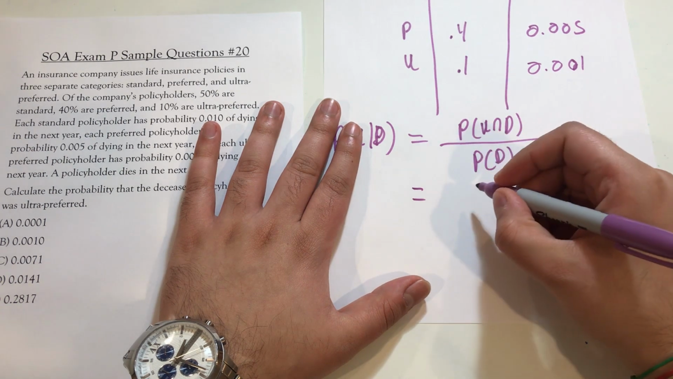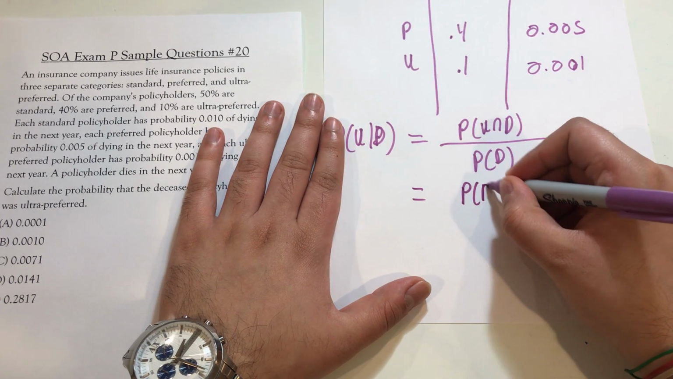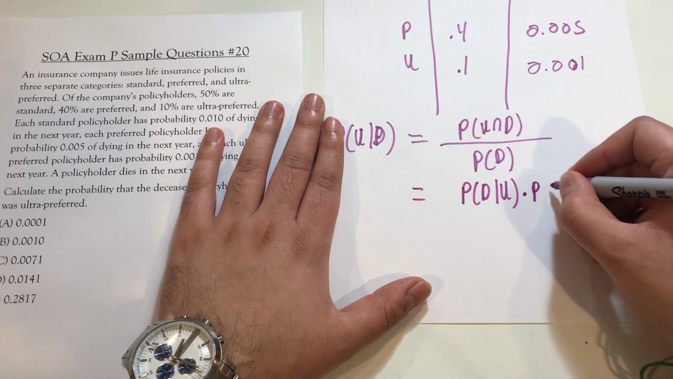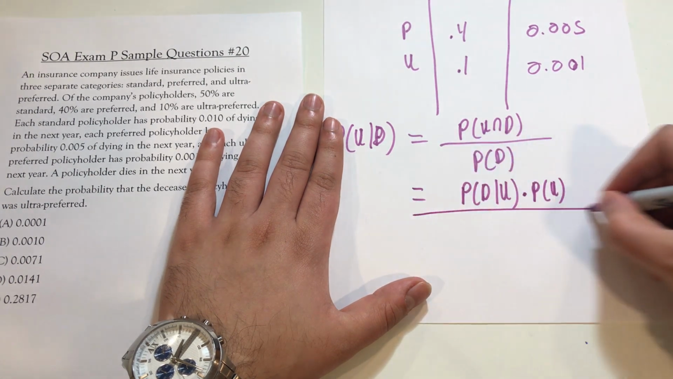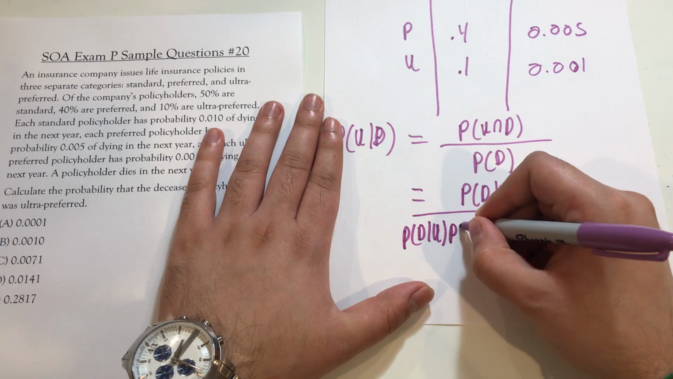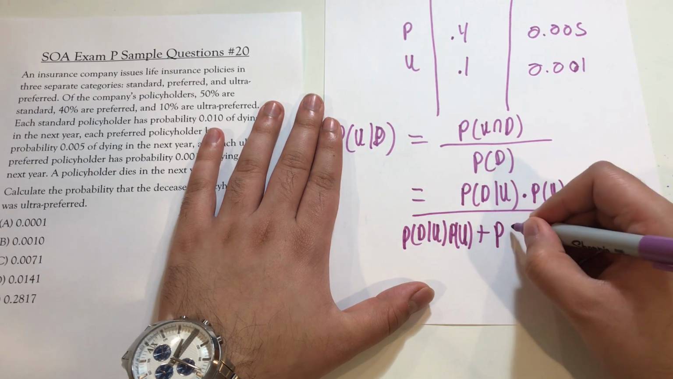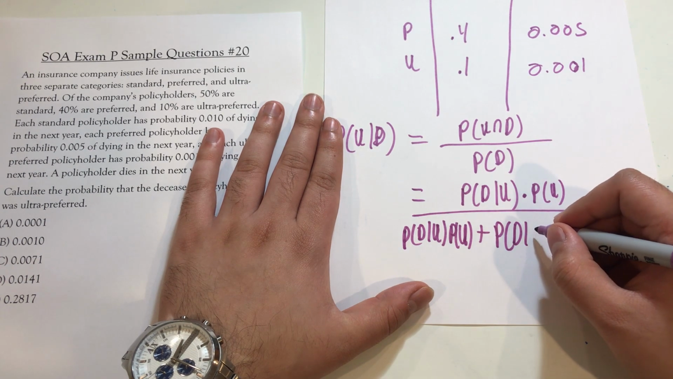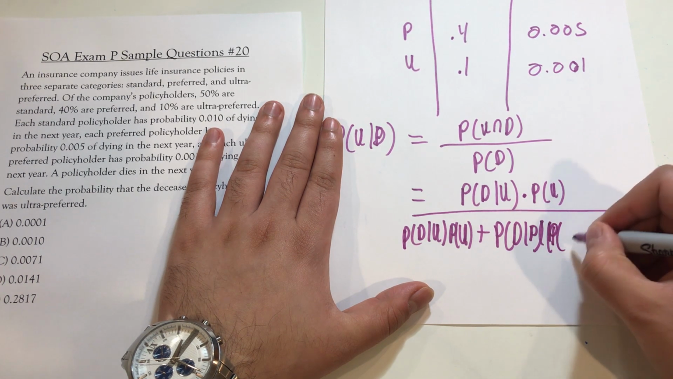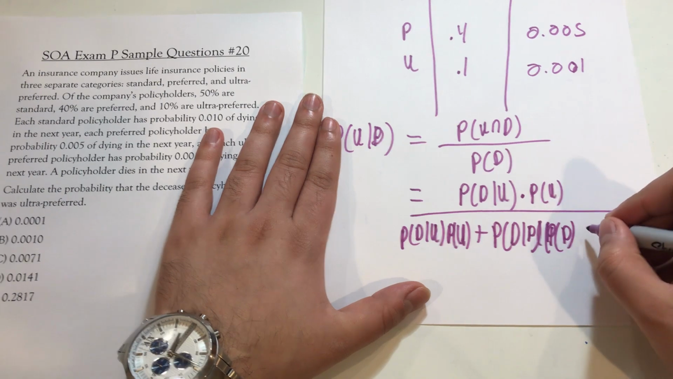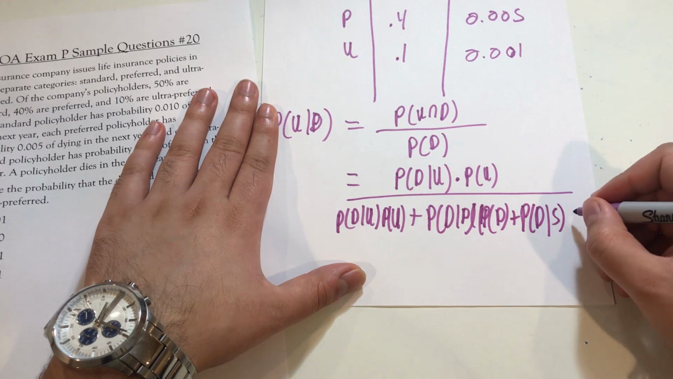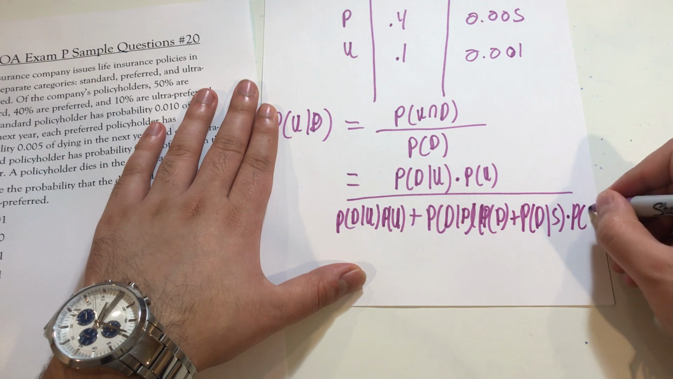So the numerator would then change to the probability of dying given that you were ultra preferred multiplied by the probability of being ultra preferred, while my denominator is the probability of dying given that I'm ultra preferred times the probability I'm ultra preferred, plus the probability of dying given that I'm preferred times the probability that I'm preferred, plus the probability of dying given that I'm a standard policyholder times the probability of being a standard policyholder.